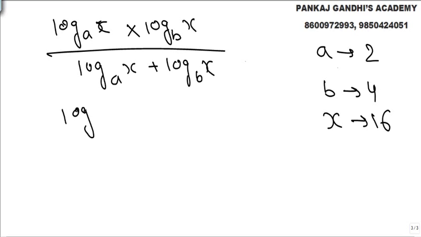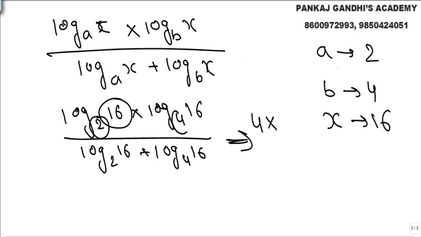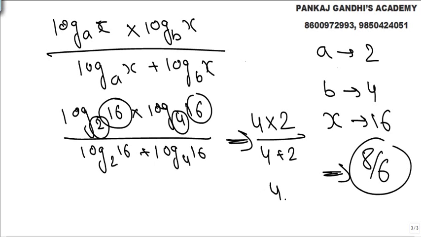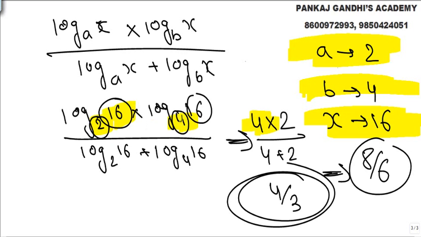So let's do it. It will not affect the answer, the answer will come out the same whatever we take. 16 upon log to the base 2 of 16 plus log to the base 4 of 16. 2 raised to 4 is 16, 4 raised to 2 is 16, so 2 upon 4 plus 2. So according to our assumption it is 8 by 6, answer comes out 3 by 2. I have taken a as 2, b as 4 and x as 16.